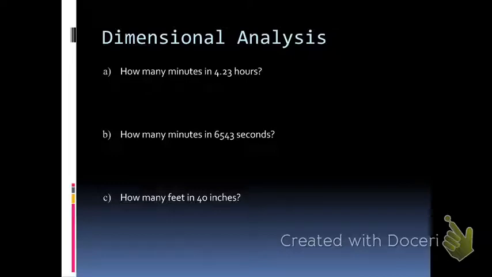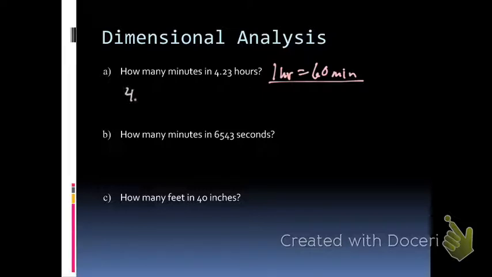First one says, how many minutes in 4.23 hours? So we're going to calculate the minutes in 4.23 hours. You might logically be able to think through this, but I want you to use this method. So in order to convert hours to minutes, we're going to have to use what's called a conversion factor. In this case, we know that 1 hour equals 60 minutes. So this is what's called our conversion factor.